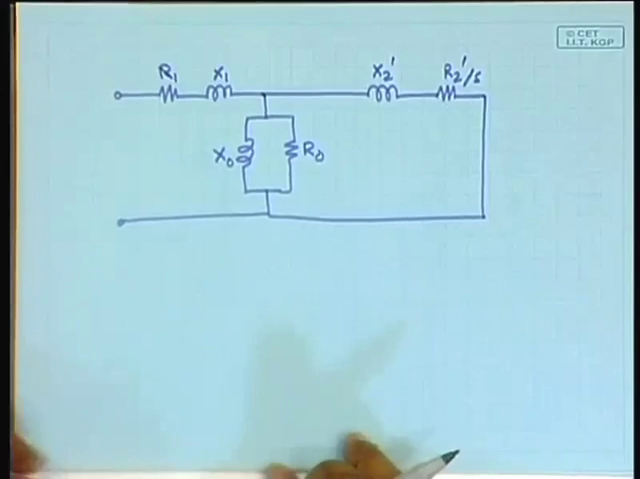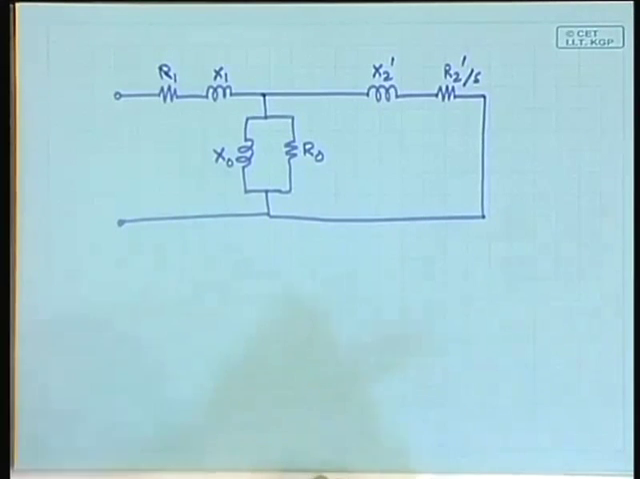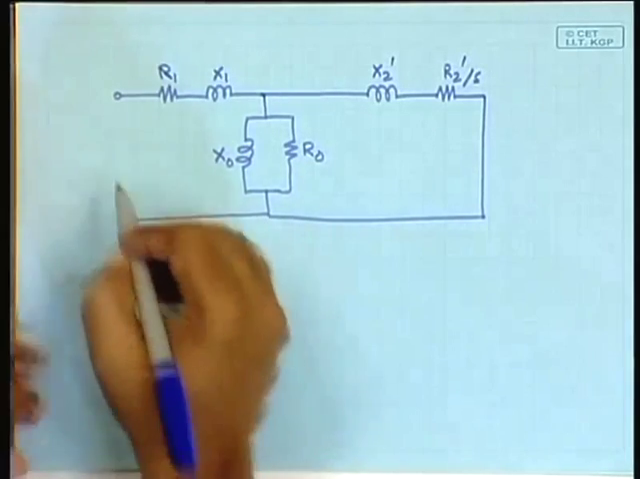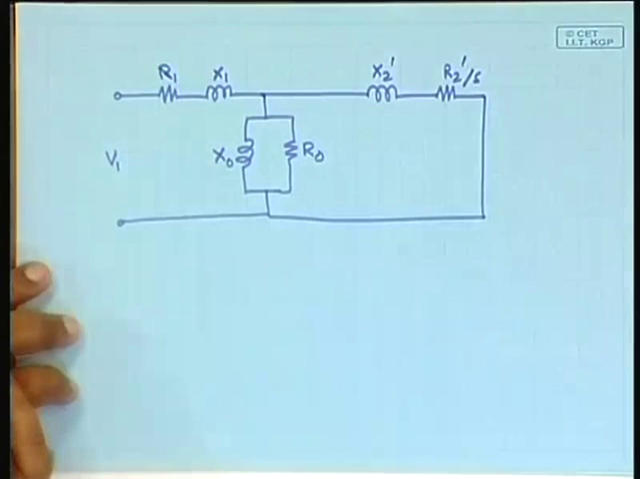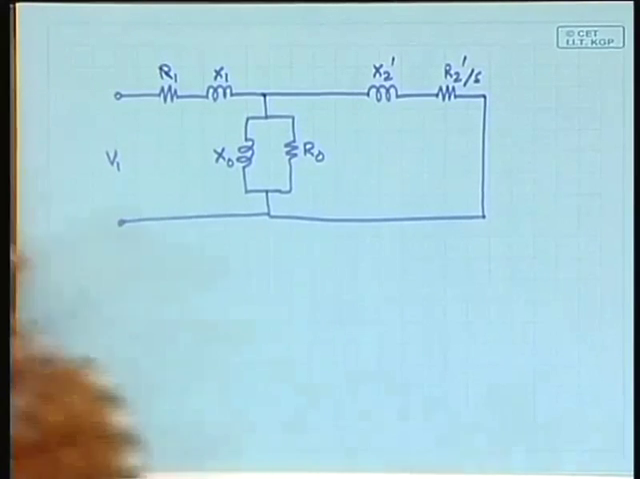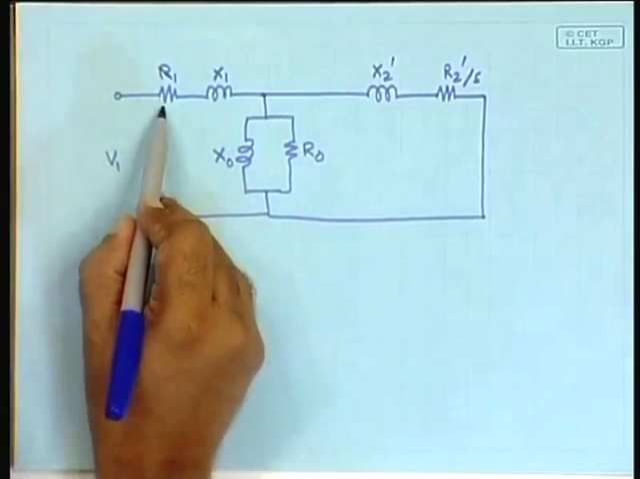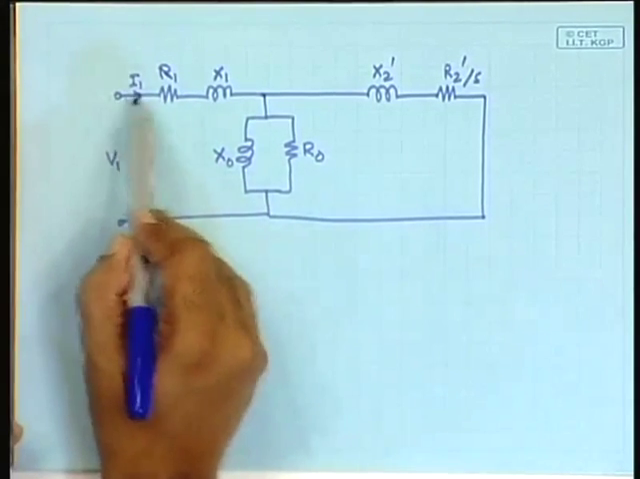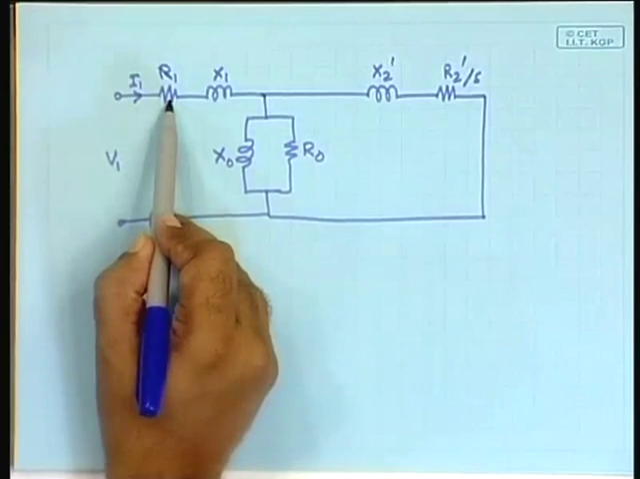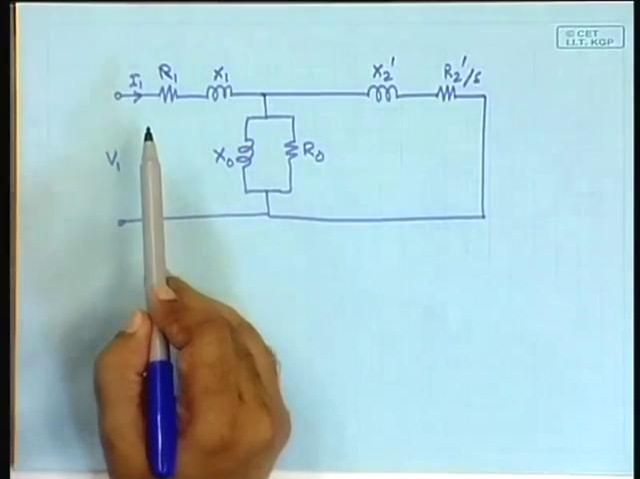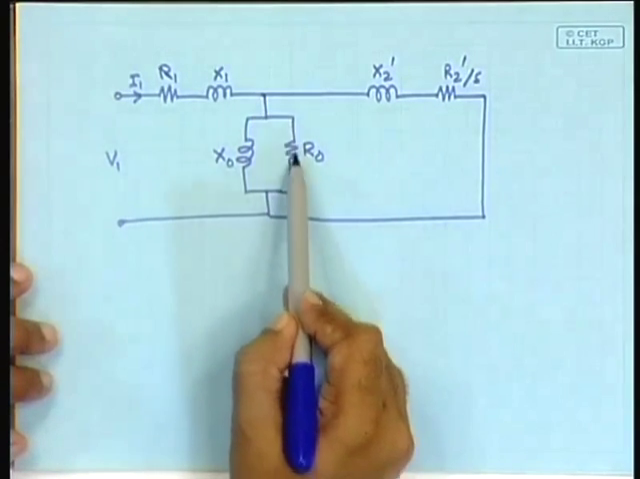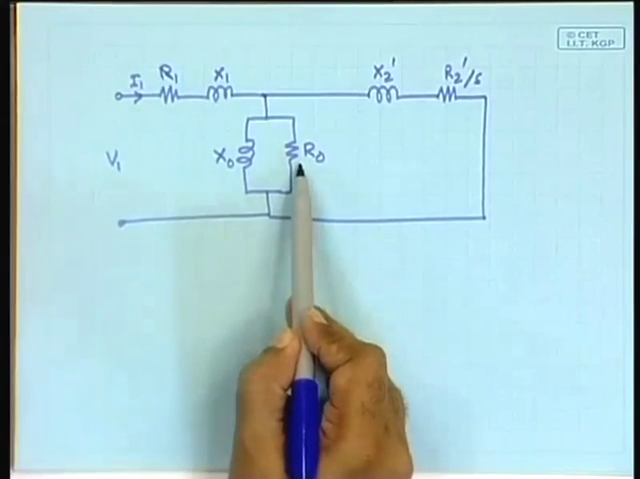Now, notice still we are talking about motors, we are not talking about generators. Here you have applied the voltage V1. Now, what will be the stator copper loss? The current here I1 square R1, no problem. How much will be the iron loss? You have to simply solve the circuit to find out how much is the current through this branch, and that I square R0.